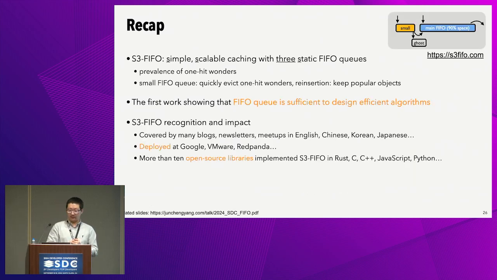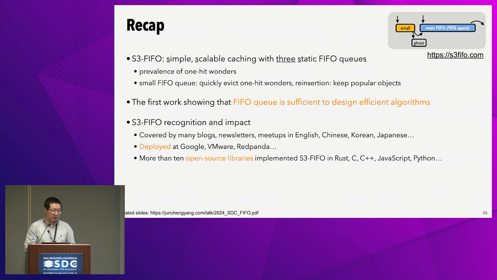So that's throughput and scalability. To give a quick recap of this part, S354 stands for Simple Scalable Caching with 3 Static FIFO queues. I talked about the prevalence of one-hit wonders, and I showed that using a small FIFO queue can quickly remove one-hit wonders, and this allows S354 to achieve superior efficiency. And S354 also uses reinsertion to keep popular objects in the cache. Reinsertion allows S354 to achieve both good efficiency and good scalability. So this is the first time that we showed FIFO queues alone are sufficient to design efficient eviction algorithms.